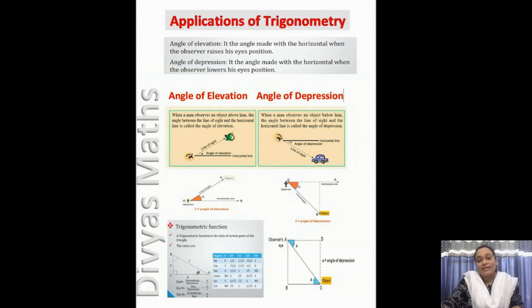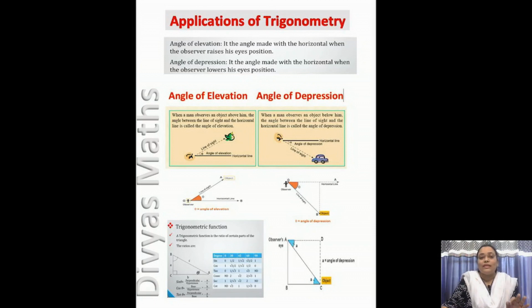And what is angle of depression? For example, if you are at the top of the building and you are looking at an object which is on the ground, you need to lower your head. The angle which is formed when you lower your head will be the angle of depression. And you will take the horizontal line from the observer's eye position.